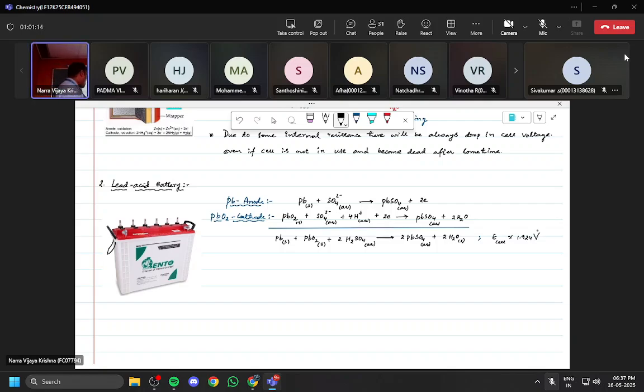How many such 2 volt cells are connected in series? 6. So what is the overall voltage output? 12 volts. This 12 volts DC is sufficient to run all electronic equipment, not ACs and so on, but bulbs, fans, TVs, etc., where the voltage requirement is less. Clear? Response, sir.